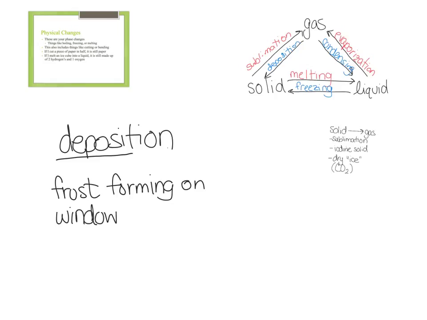What that is, that frost is when we have water vapor. Water vapor is just the gas form of water in the atmosphere. And it hits that very cold car window. As it hits that cold car window, it's going to go directly from the gas form to the solid form, right there on your windshield.